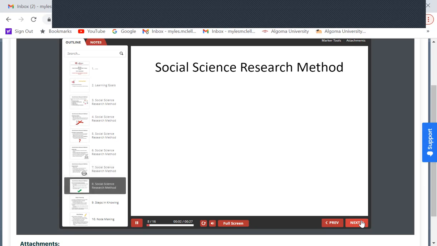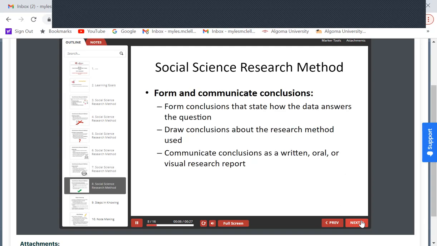The last step of the social science research method is to form and communicate conclusions. Forming conclusions includes stating how the data answers the question. Within this step, you draw conclusions about the research method used, and you can communicate these as a written, oral, or visual research report.